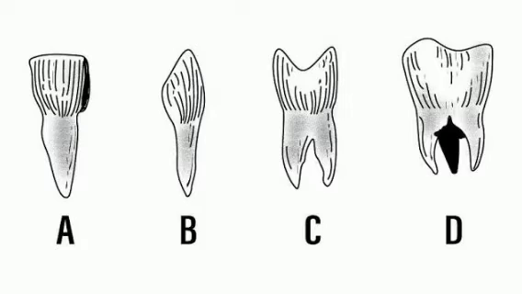Exactly, that's the right answer. That is the molar type of teeth. Very good. Now you have clearly and correctly given the answers. So now I think you have all got an idea about the four types of teeth, isn't it?